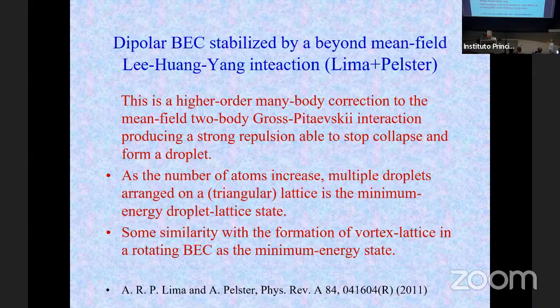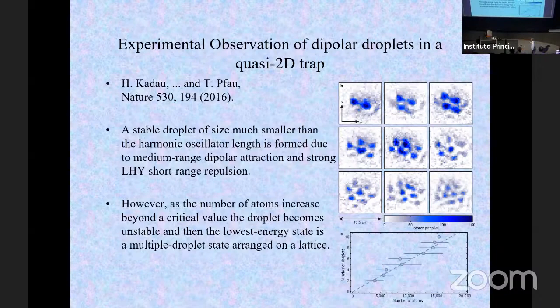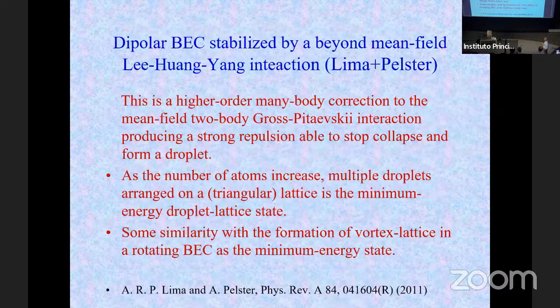So that's why the collapse is stopped, but if the number of atoms goes beyond a certain size in that trap, it again collapses, but the stable configuration is formation of many droplets, and not a very large droplet. So that's why they break and arrange on a lattice. In all studies here, the dipole moment is perpendicular to the plane of the lattice, always. So in the plane where the lattice is formed, these droplets are repulsive. So they stay apart, and the trap keeps them together.